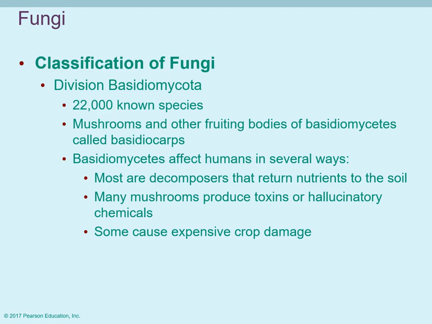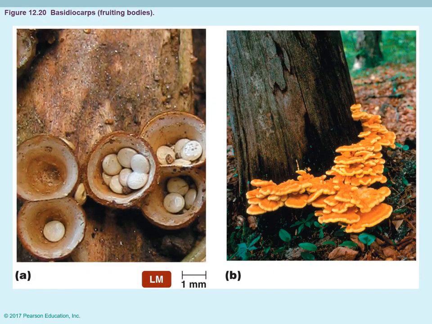So please be careful. The division Basidiomycota has 22,000 known species. This does include a lot of the mushrooms, as said, the fruiting bodies. A lot of these are decomposers, so they're very beneficial in terms of nutrient recycling. But with the mushrooms, if you don't know what you're doing and you pick the wrong one, a lot of them do produce toxins. A lot of the basidiomycetes can also cause problems in agriculture as plant pathogens, ruining crops. These are some examples of the basidiocarps, the fruiting bodies or mushrooms.